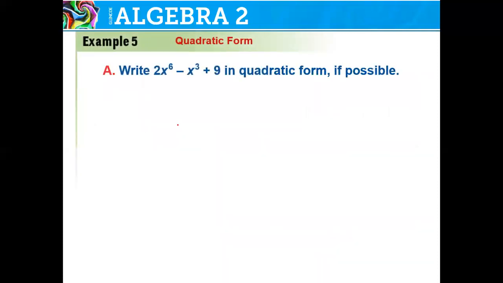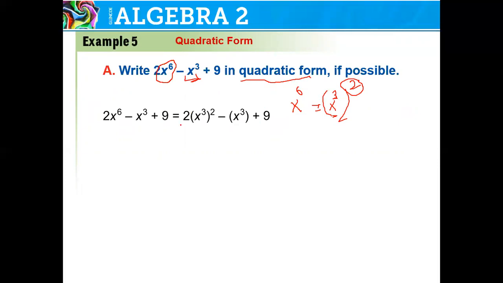So let's take an example: 2x to the power 6 minus x cubed plus 9. If I take a look at this one, I have x to the power 6. I need to write it in the form of x cubed. I know that x to the power 6 can be written as x cubed to the power 2. It's called quadratic form because I have to see power 2 outside, and the thing inside is x cubed, the same as the second term. That means yes, it's possible. I can write it this way: 2(x cubed) squared. Take a look at x cubed here and x cubed there. It should be the same. I cannot have x cubed in one and x to the power 4 in the other.